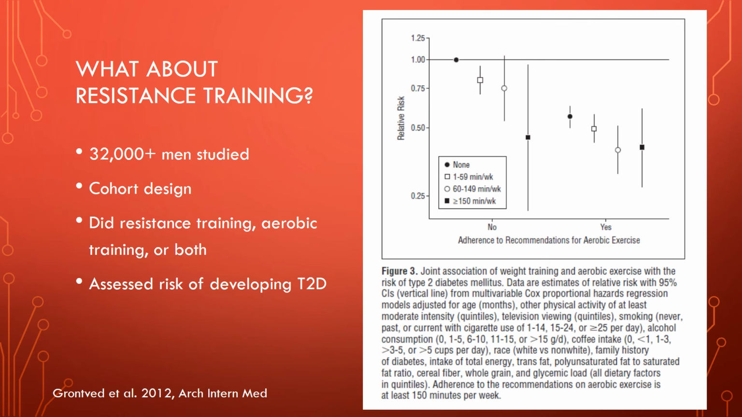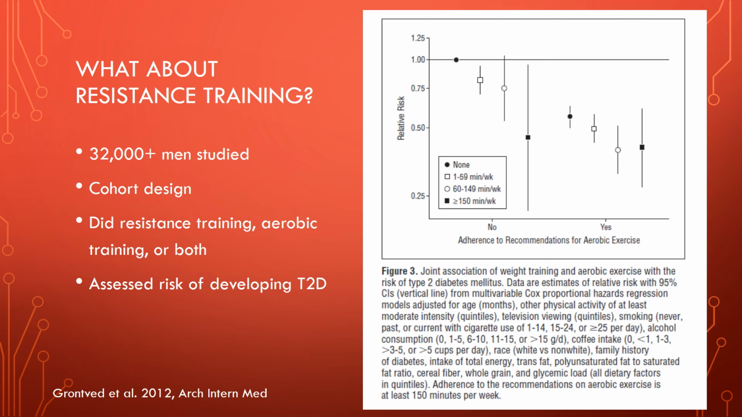So let's start with those who did not adhere to aerobic exercise recommendations. In people who did not get enough aerobic physical activity, even in that situation, somebody who gets 150 minutes per week of resistance training only, they cut their risk of developing type 2 diabetes by more than half. And even if they do less than an hour a week, they still considerably reduce their risk.